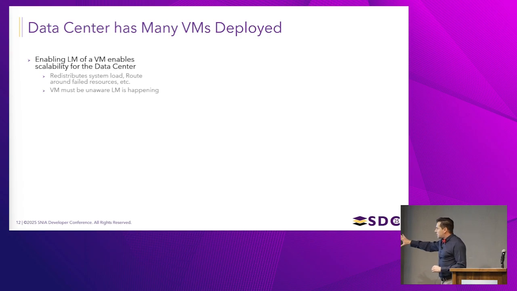Let me transition a little bit more back to the example. We have a data center with many VMs deployed, and we want to have live migration of a VM enabled for the data center. We might want to redistribute system load, route around failures. And of course, an ideal is that the VM is unaware the live migration is happening. It doesn't want to be aware that it's being virtualized at all, ideally.